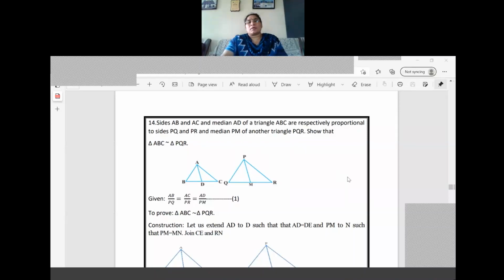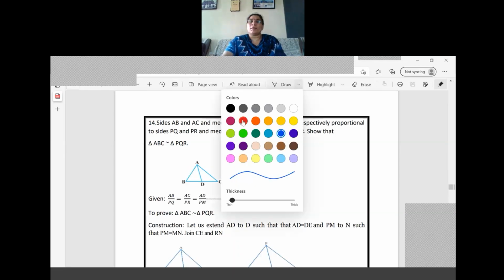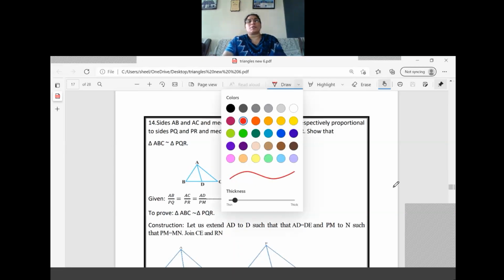14th question, 6.3. I think we left it, that we'll do first. Sides AB and AC, median AD of triangle ABC are respectively proportional to sides PQ and PR, and median PM of another triangle PQR. Show that triangle ABC is similar to triangle PQR. So here the question is given. Let me read once again.